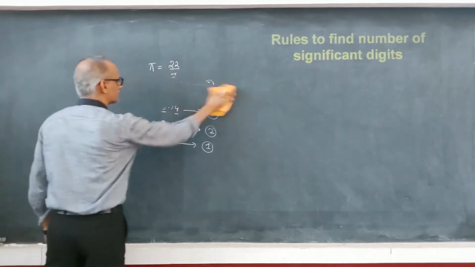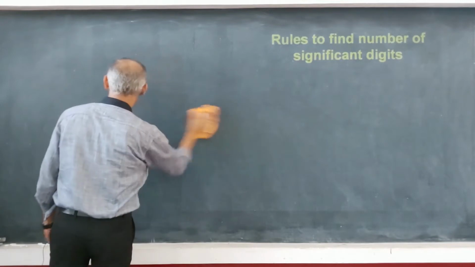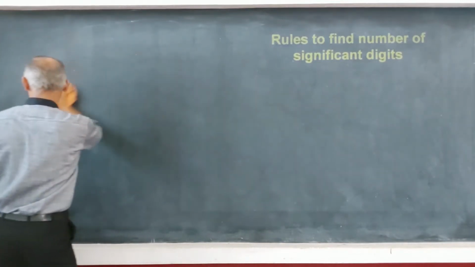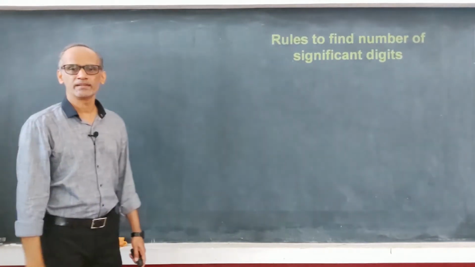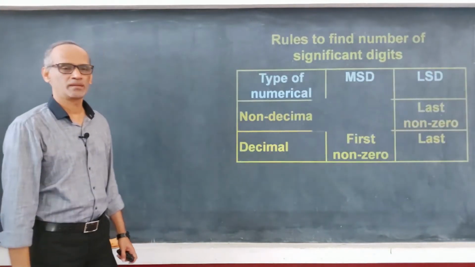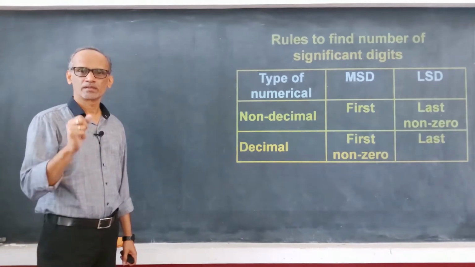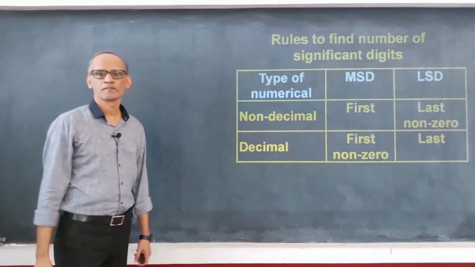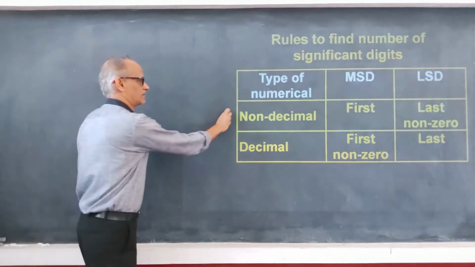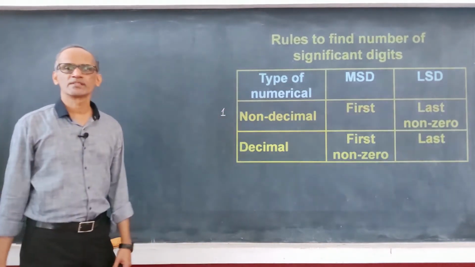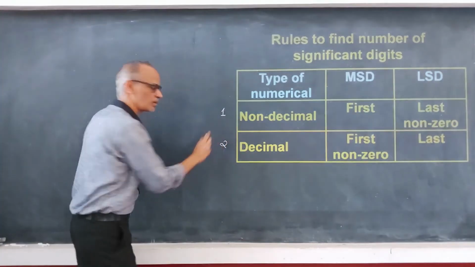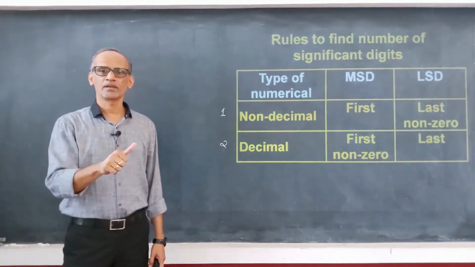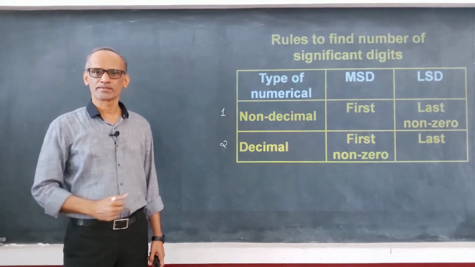So the rules to find the significant figure. In any given number, there are certain rules to identify most and then to identify the least. Check this table. This table will give you the complete rule. First we are going to focus on non-decimal, a number without decimal. This is the first case. The other one is the decimal. These are the only two possibilities that you come across. We don't have a third category. Non-decimal, decimal. I will give examples also.